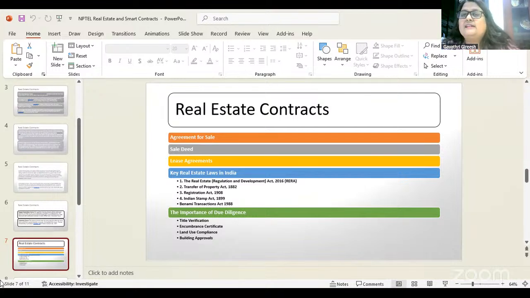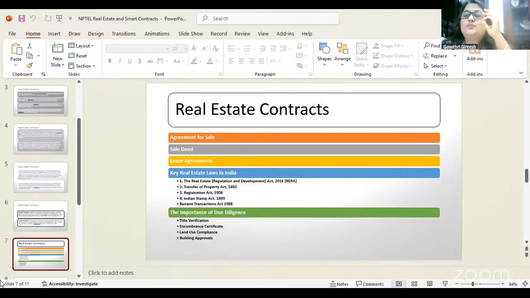And so that is the reason why the government mostly enters into lease agreements in the land related aspects. So what are the key real estate laws in India? I think there are two important phases in real estate regulation. One is before the enactment of RERA. The other phase is after the enactment of RERA. What has changed for real estate contracts and real estate transactions before and after the RERA Act?